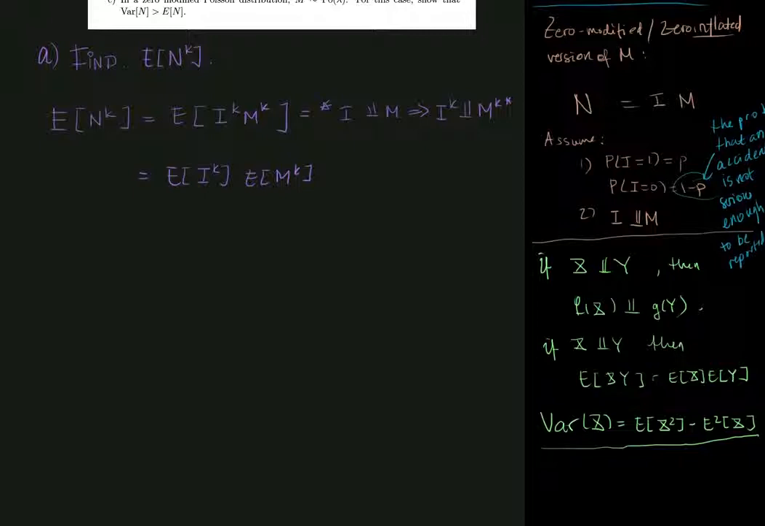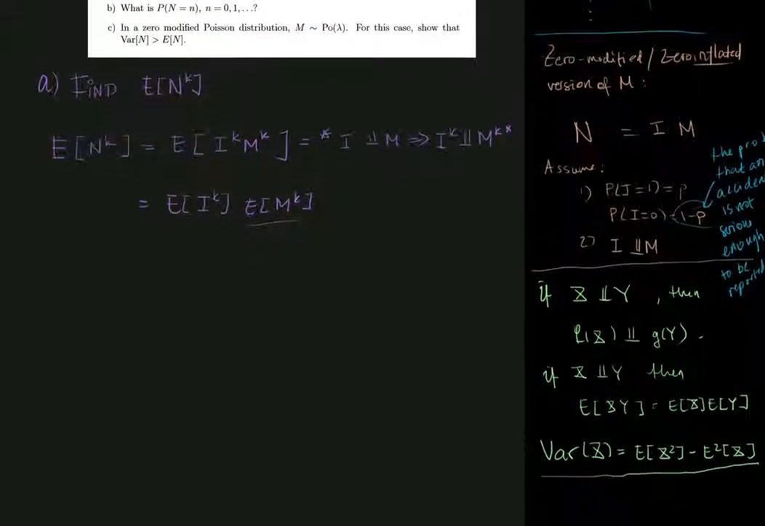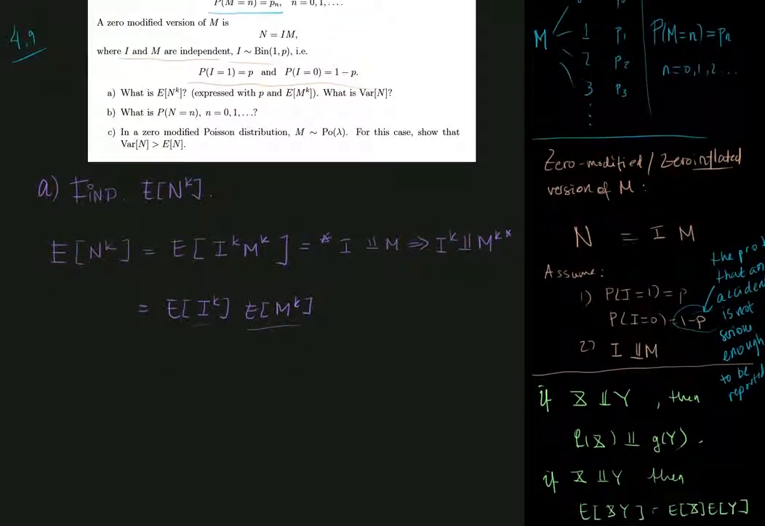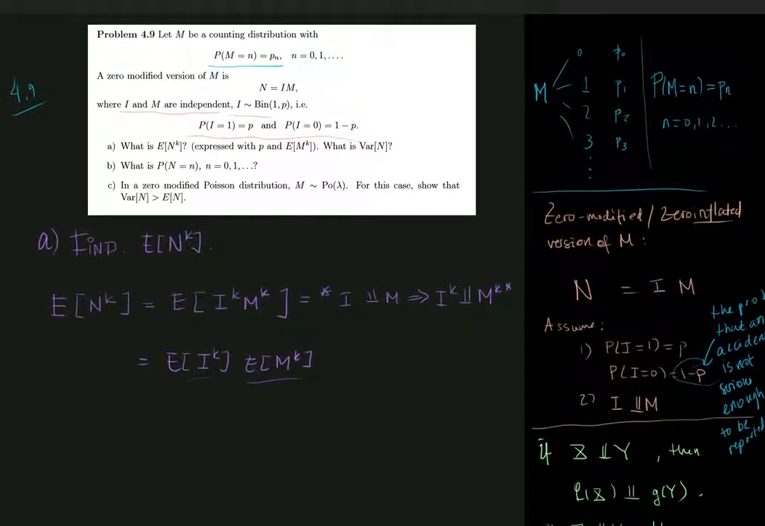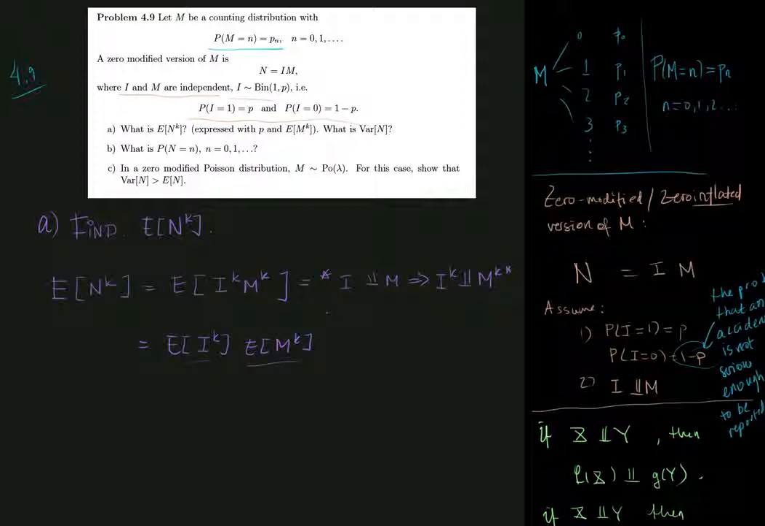So in this exercise, we are asked to express this expected value with p and the expected value of m to the k. So we're done with this part, we just need to finish off this part. So what is the expected value of I to the k? Now, if you remember the definition of a Bernoulli distributed random variable from the book, then also in the book you actually get the values of that variable's kth moments. However, we can just calculate it very quickly here.